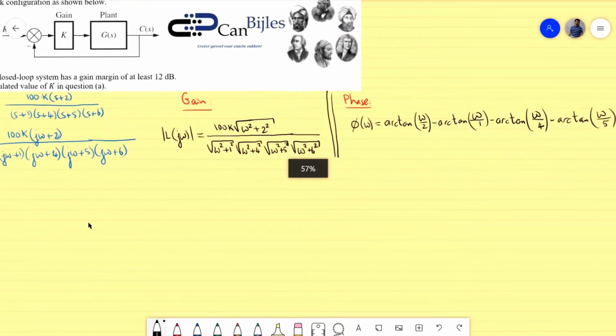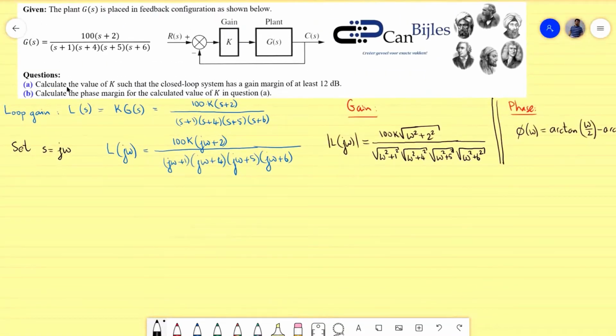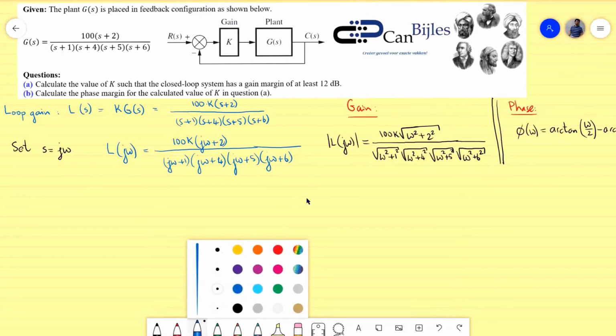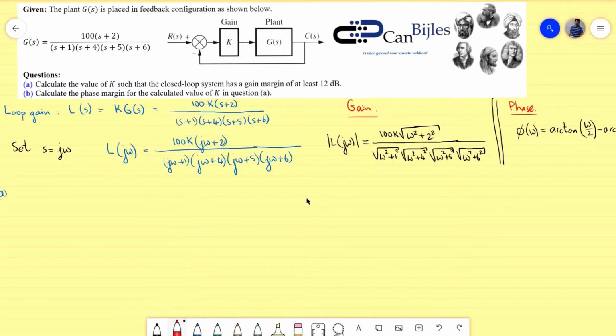Okay, what do we do next? If I look at question A, I will zoom in a little bit. Question A is asking us for the gain margin of at least 12 dB. So we need to calculate the value of K such that we have a gain margin of at least 12 dB. So I will now move to question A. Let me write it down: required is the gain margin is larger or equal to 12 dB.